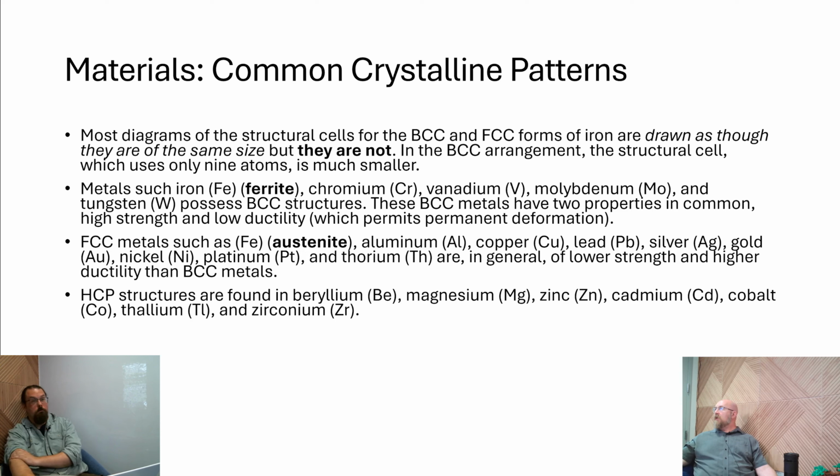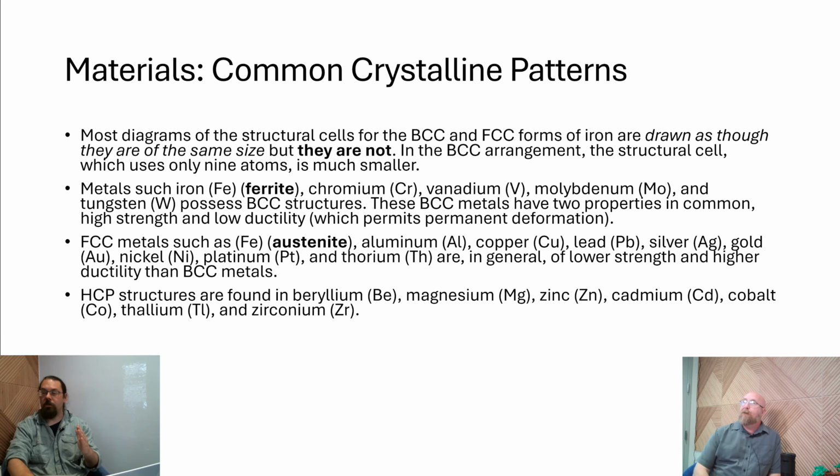Then you've got beryllium, magnesium, zinc, cadmium, cobalt, thallium, and zirconium. These are again harder, more brittle structures. These are the hexagonal close packed. These types of materials are on the brittler side, and they can be very strong, but they fail in a very particular way.